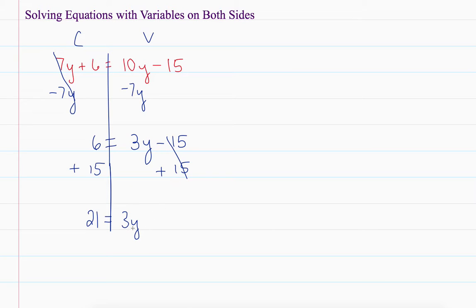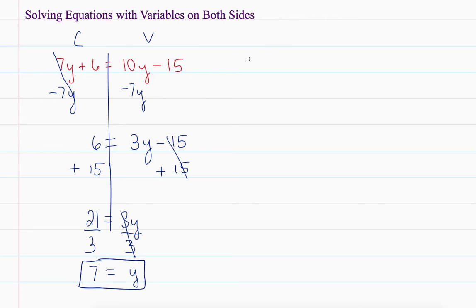So the last thing I have to do is divide this side by 3 and this side by 3. Because remember, if I do 3y divided by 3, 3 divided by 3 essentially just gives me 1. So I'm left with 1y, or just a y, and 21 divided by 3 gives me 7. So my answer is that 7 is equal to y, or y equals 7.